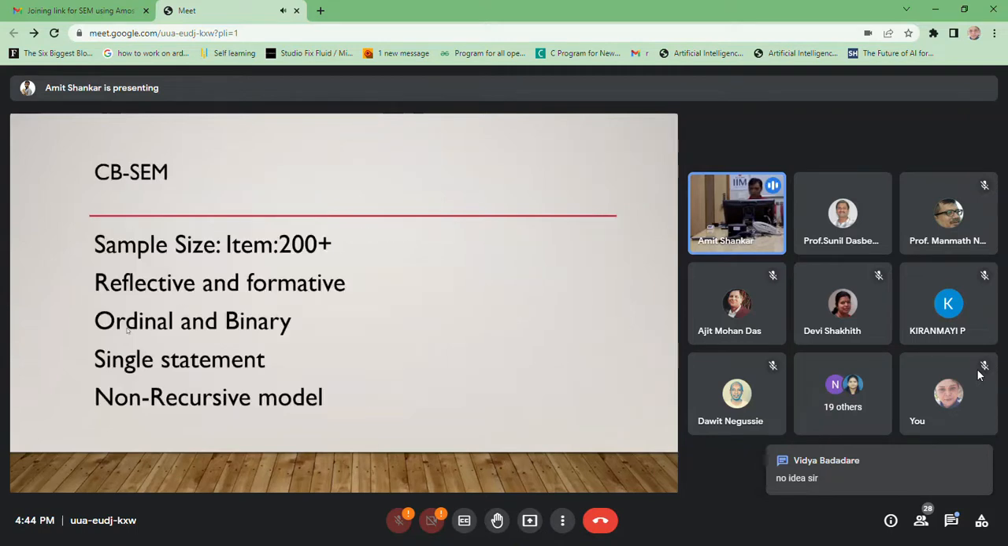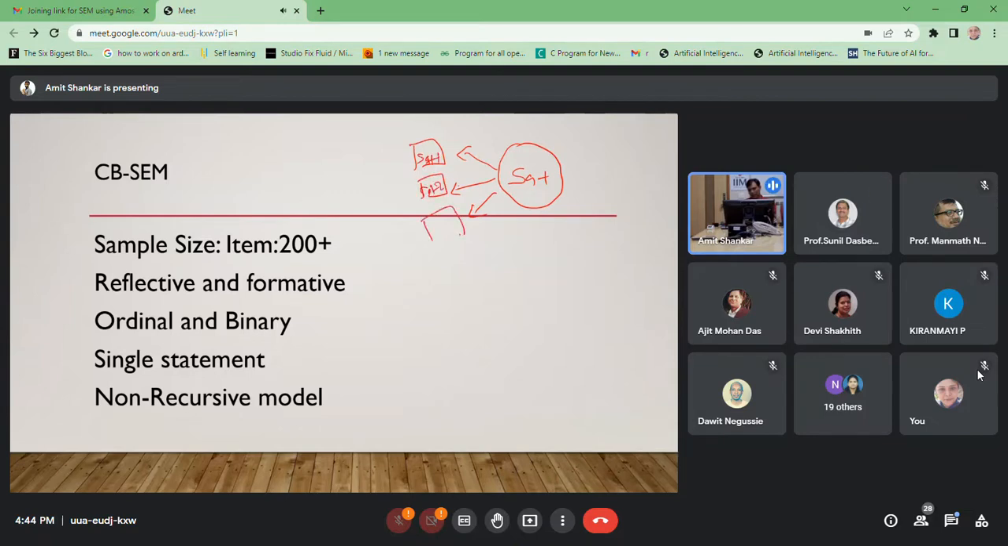I'll tell you what reflective is, that's a very important thing you need to understand. When you are measuring satisfaction, you are asking 3 questions and the arrow goes like this: satisfaction 1, satisfaction 2, and satisfaction 3. These are the 3 questions. And sometimes I want to understand my socio-economic condition, SEC. For that, I want to know your occupation, income, and education. These are the indicators of socio-economic condition.